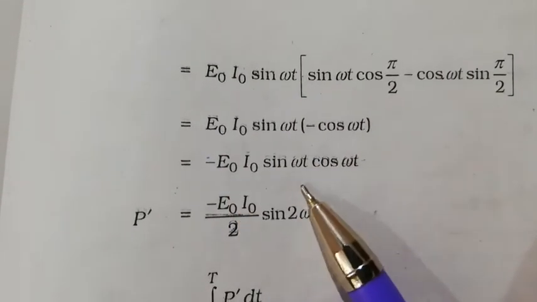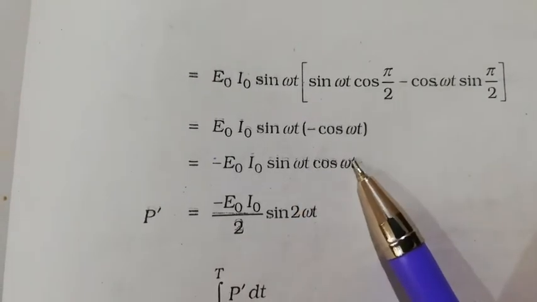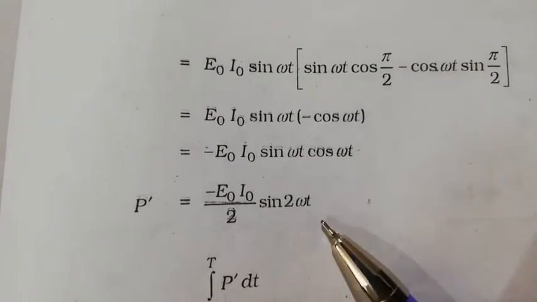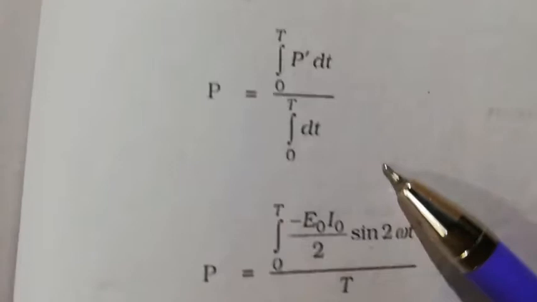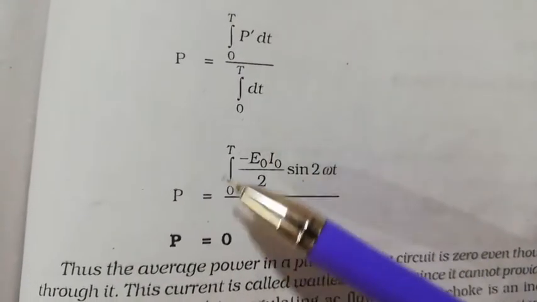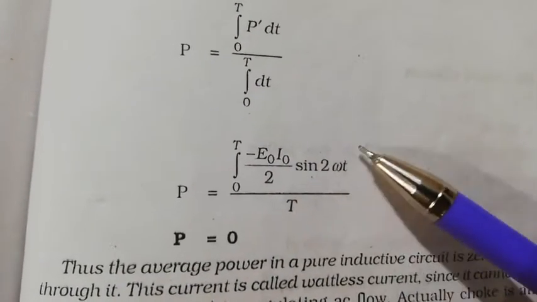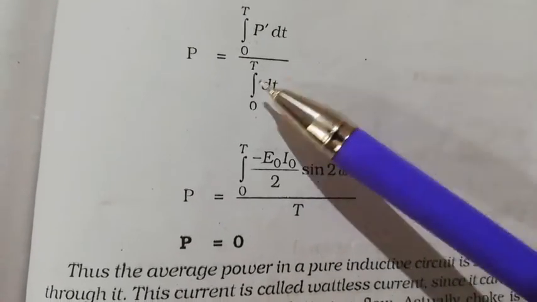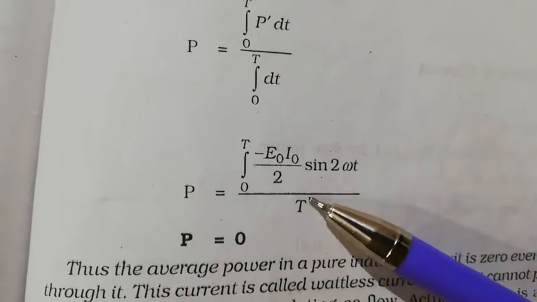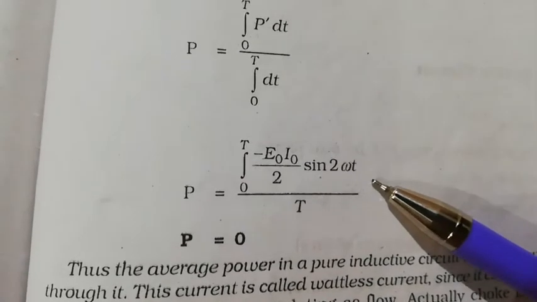So we get minus E0 I0 sin omega t into cos omega t, which can be written as sin 2 omega t by 2. That is minus E0 I0 sin 2 omega t by 2. So, P is equal to the integral from 0 to T of P' dt divided by the integral from 0 to T of dt, which is equal to the integral from 0 to T of minus E0 I0 by 2 into sin 2 omega t, divided by T. As we know, when we work it out for a complete period from 0 to T, the integral of sin 2 omega t will be 0.